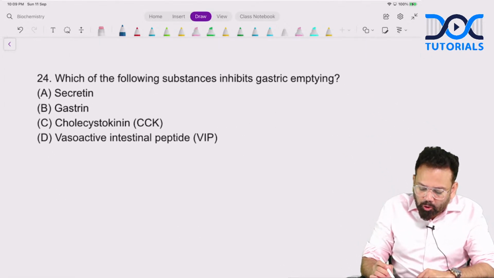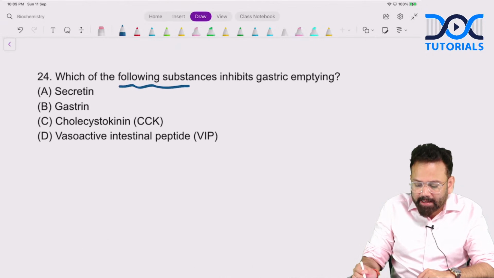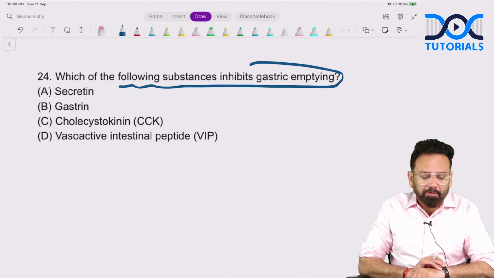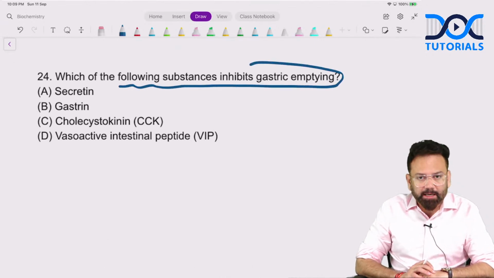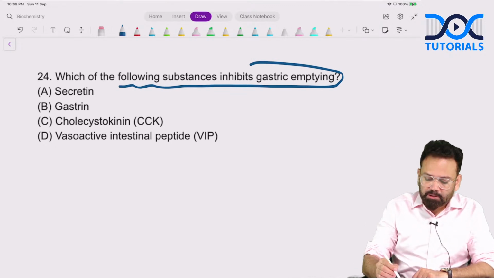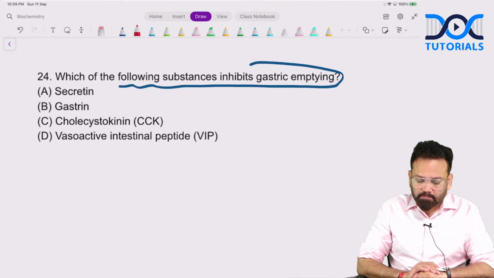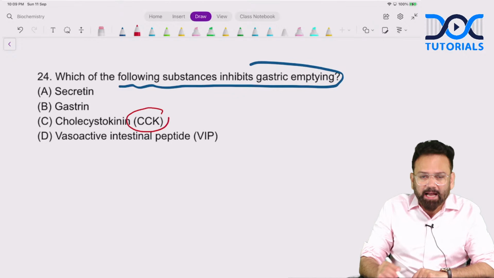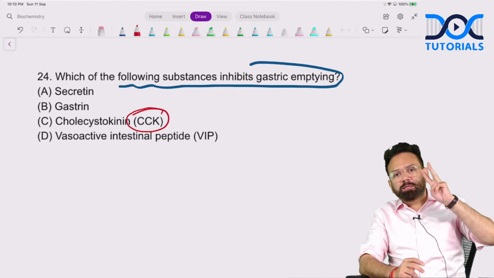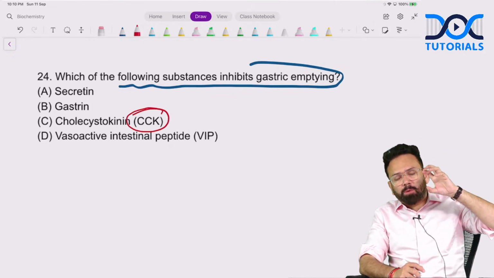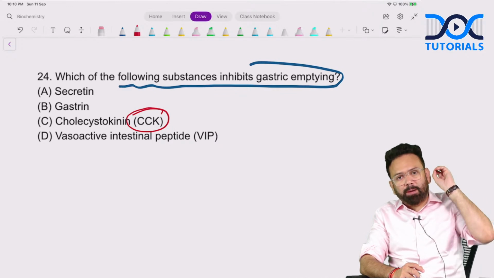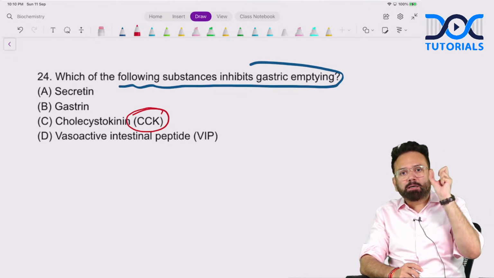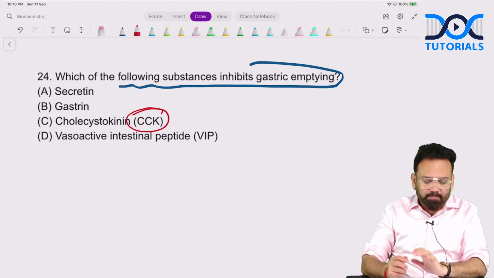Which of the following substances inhibits gastric emptying? Fast, tell me the answer. You know this answer. Very famous question. Cholecystokinin. Cholecystokinin has three major actions. It causes gallbladder contraction. It stimulates pancreatic secretion. It inhibits gastric emptying.